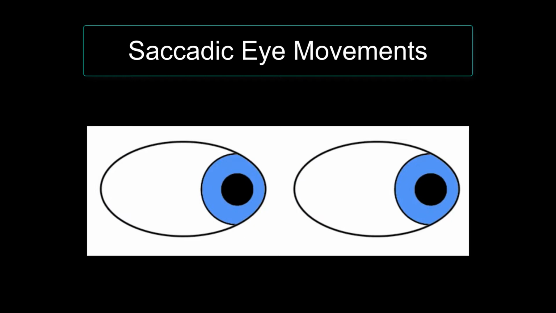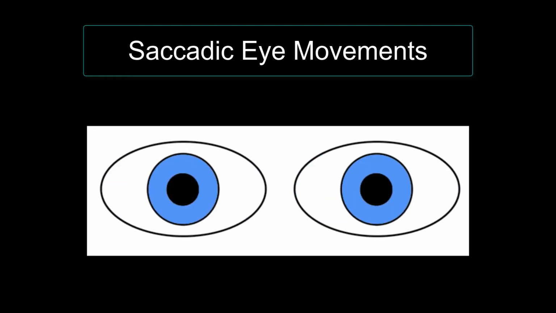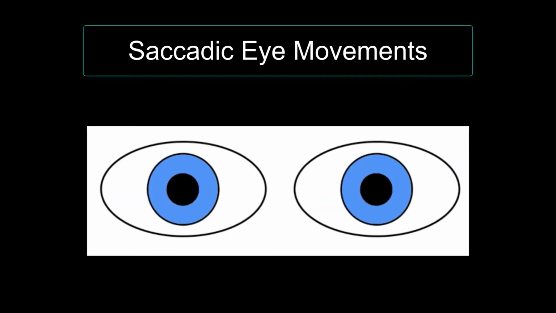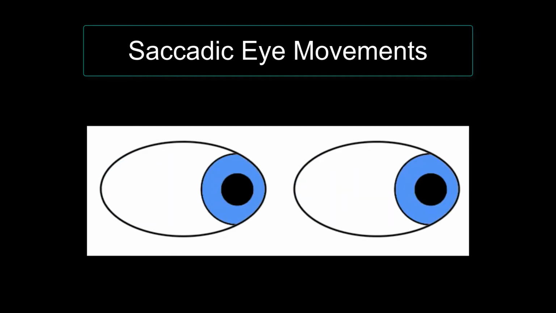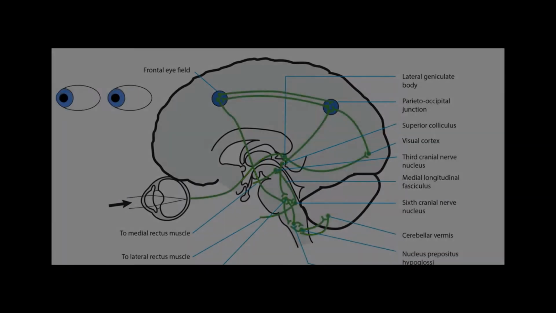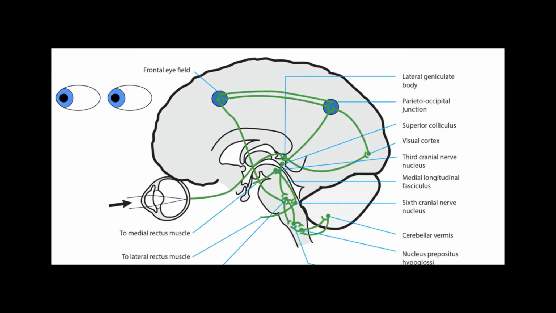Jump or saccadic eye movements are very fast and accurate. They move up to 900 degrees per second, or about 10 times as fast as the pursuit eye movements, making them move at about 180 miles an hour. Think of that as being the difference between a golf cart and an Indy car. Just like with the pursuit eye movements, the saccadic eye movements pass through a large area of the brain, basically everywhere but the frontal lobe.